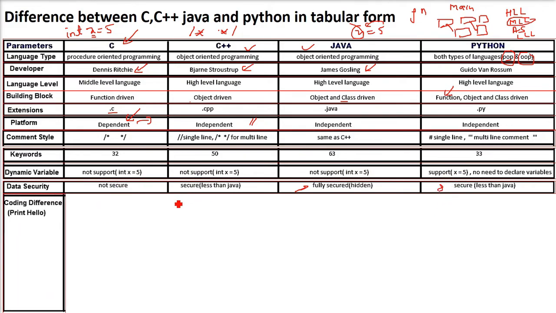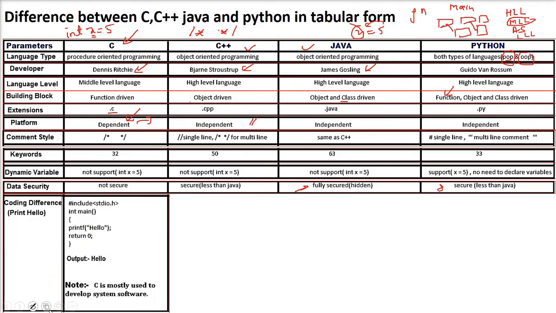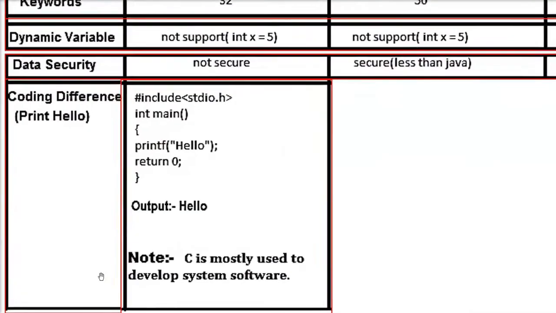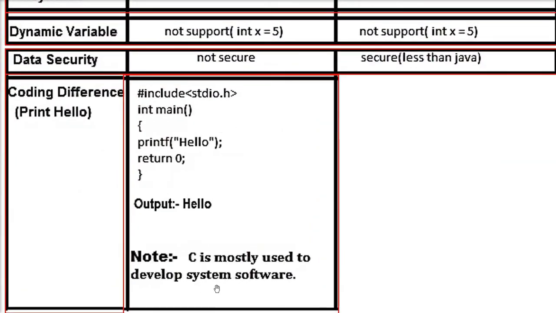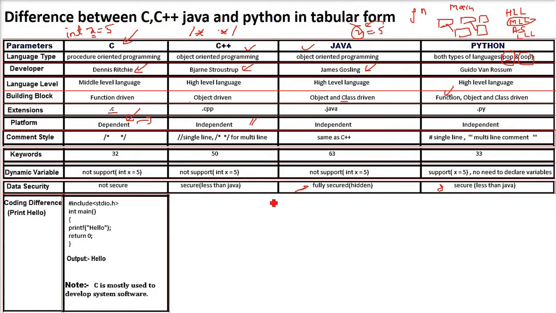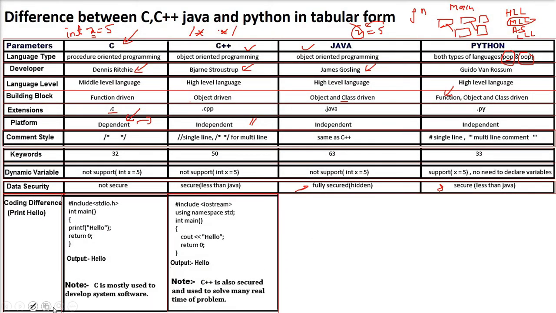Now let us see a coding difference, how the coding will be done. In C, this is just a hello program. C is mostly used to develop system software. We are using #include <stdio.h>, it is the include file. Then we have int main, printf is used to print hello, and return 0. Output will be hello.